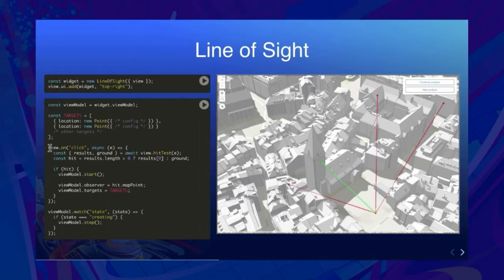Then I set a view handler here, a handler for clicks. Whenever the user clicks, I'm going to perform a hit test. This is going to tell me what was clicked. So when I clicked here, it will tell me which point was clicked. So when I get here, the first thing I want to do now is start my new line of sight analysis. I set my observer to the point that was clicked. This came from the hit test up here.